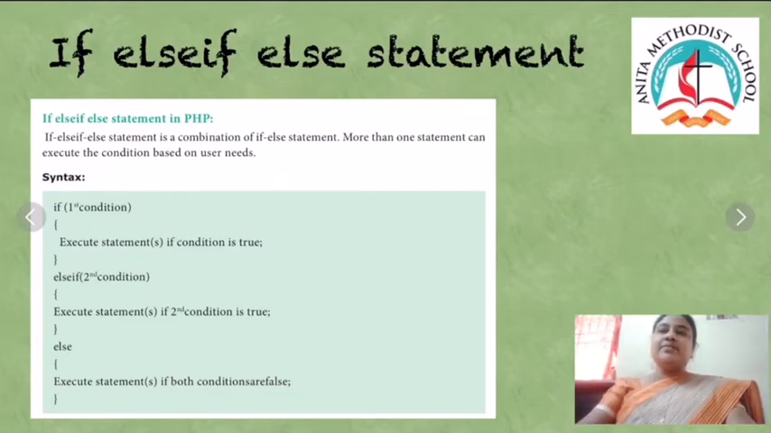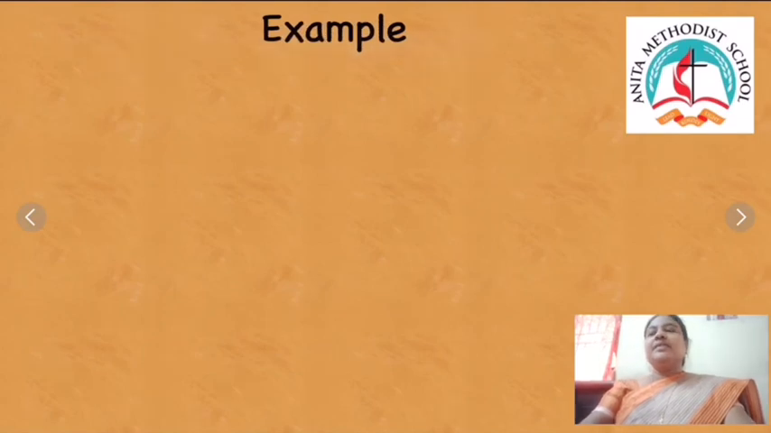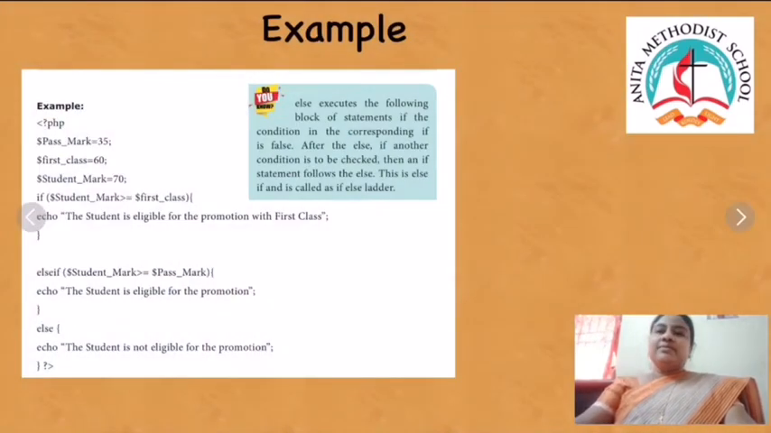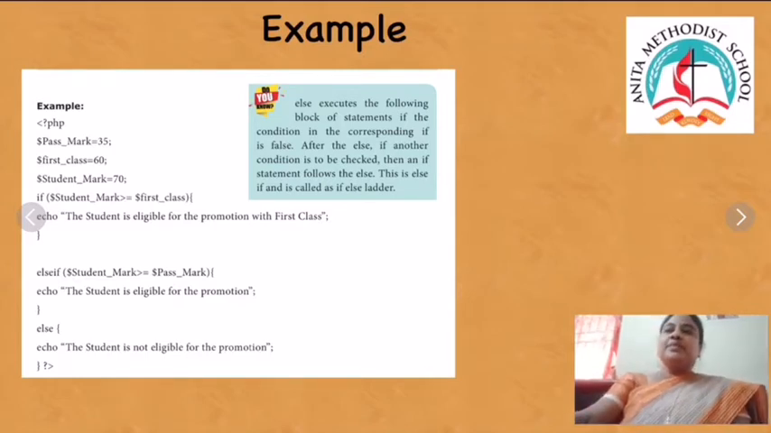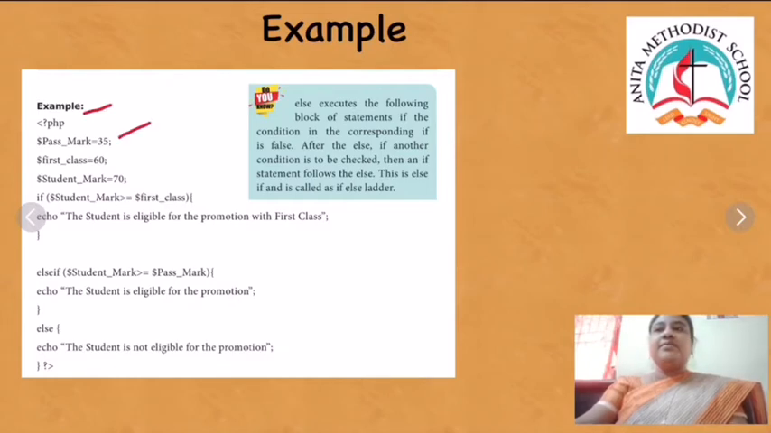Let's see the example of the if else statement. In the same program we can add one more variable. In if else we use two variables. What are the two variables we use? Pass mark and student mark. Here we use one more variable, first class. So open PHP, then the pass mark variable. Here pass mark is 35. The second variable is first class. First class equal to 60. One more variable, student mark, is 70. These three are the variables.